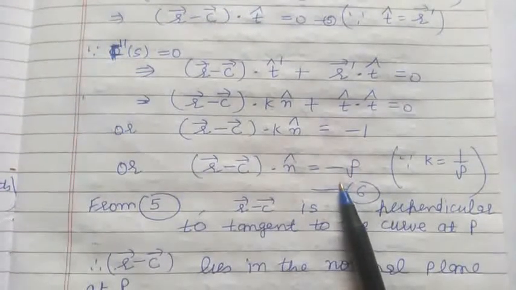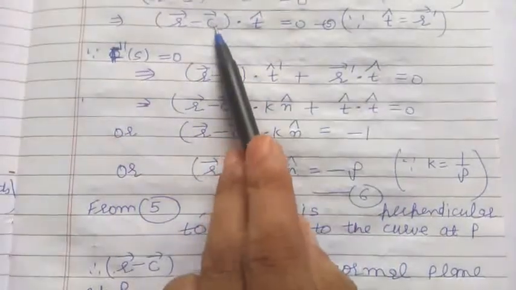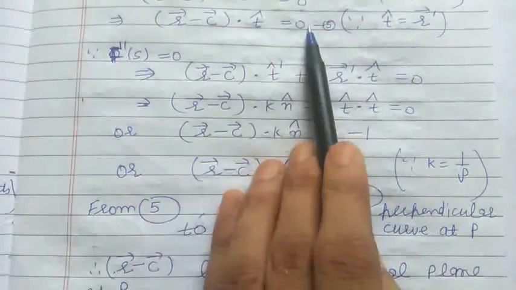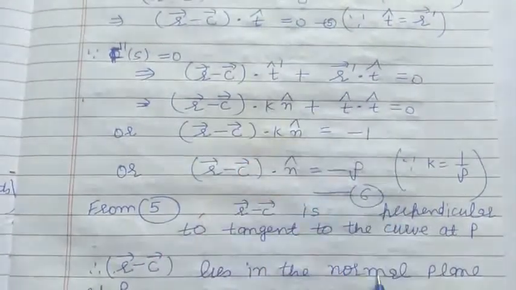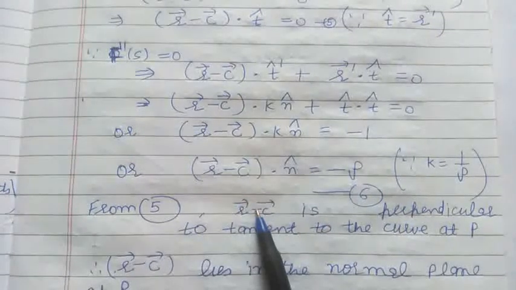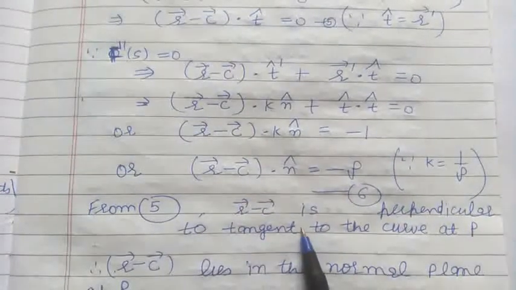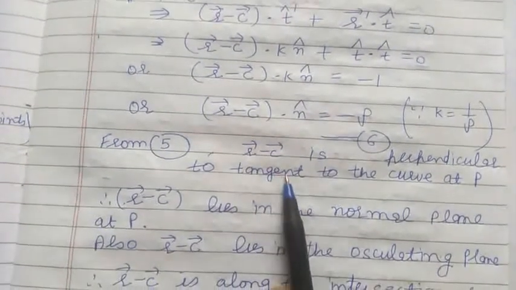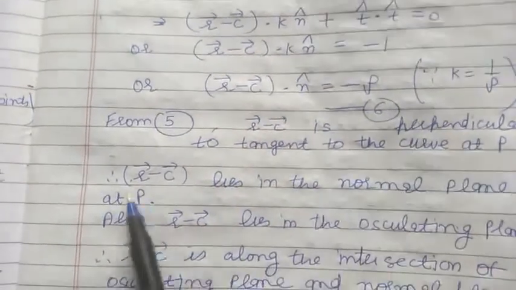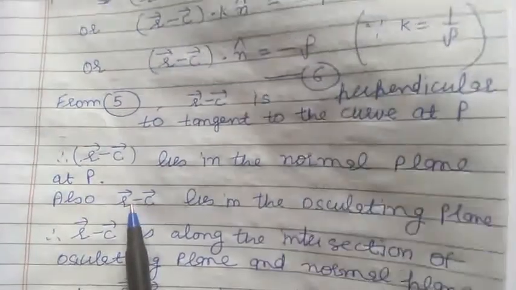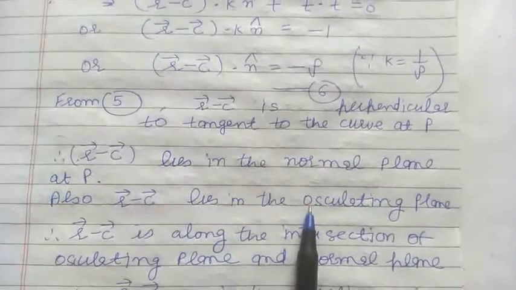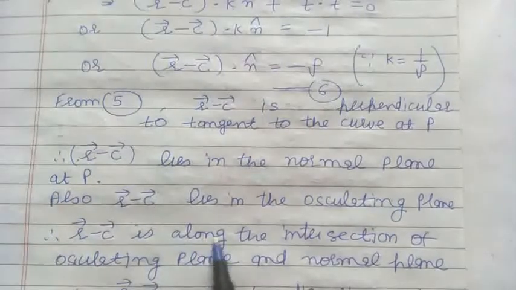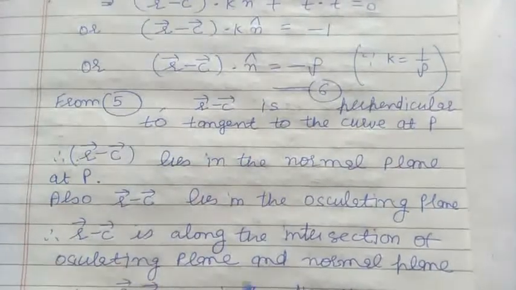Now from equation 5, we can see that the dot product of r minus c with t cap is 0. It means these two vectors are perpendicular to each other. It means the vector r minus c is perpendicular to the tangent to the curve at the point P. Now because it is perpendicular to the tangent, this vector lies in the normal plane at the point P. Also this vector r minus c lies in the osculating plane. It means the vector r minus c lies along the intersection of the osculating plane and the normal plane.